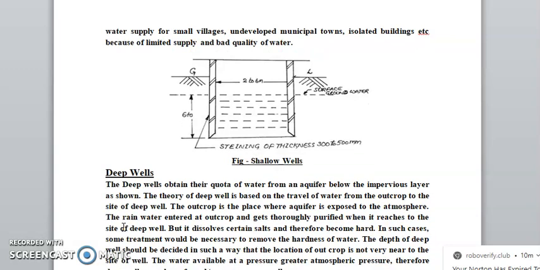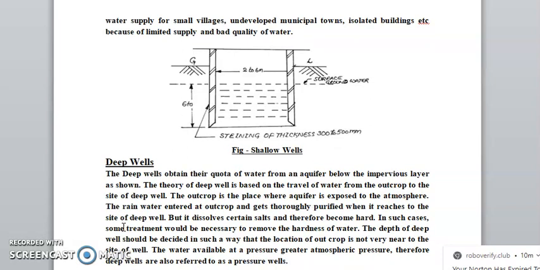The theory of the deep well is based on the travel of water from the outcrop to the site of the deep well. The outcrop is the place where the aquifer is exposed to the atmosphere. Rainwater entering the outcrop gets truly purified by the time it reaches the site of the deep well. But it dissolves certain salts and therefore becomes hard. In such cases, some treatment would be necessary to remove the hardness of the water.